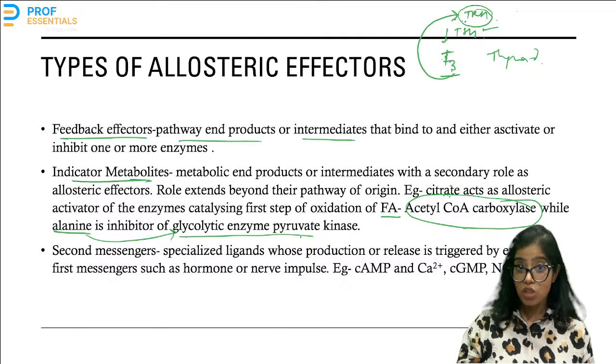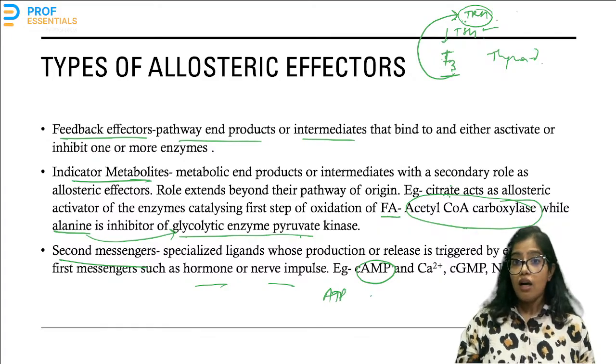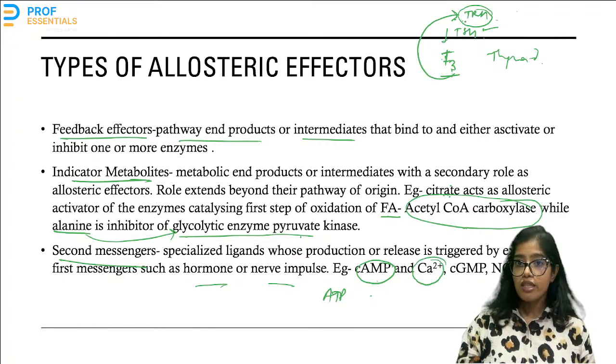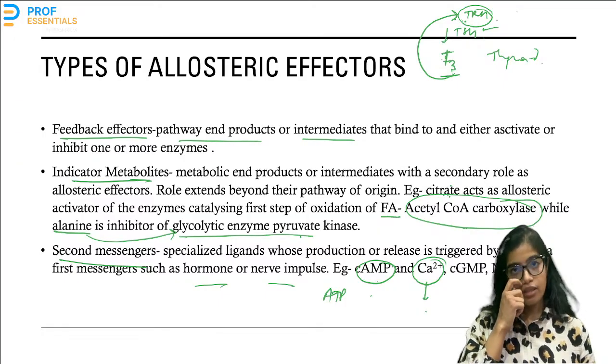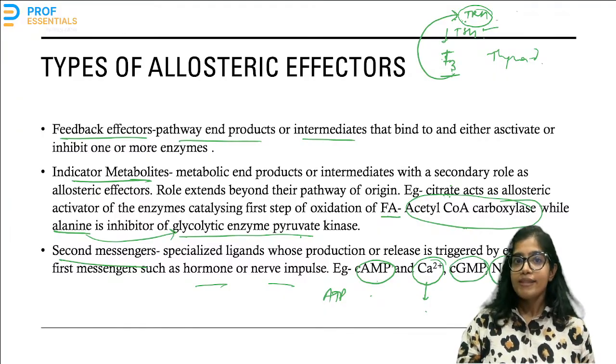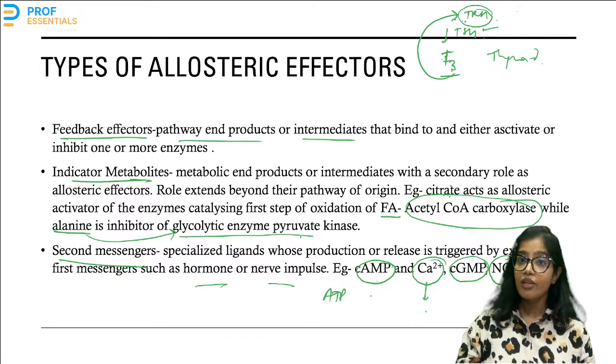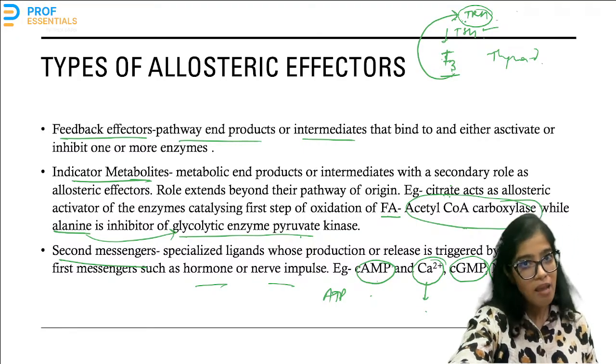Now there are second messengers, very important. They are specialized ligands whose production or release is triggered by external first messengers like hormone or nerve impulse. Cyclic AMP is produced from ATP by the enzyme adenyl cyclase. Calcium is released in the muscles as a result of excitation by the nerve impulse. Cyclic GMP, nitric oxide, all these are second messengers. Extremely important, and we are going to read about them in detail later on. So these are the three types of allosteric effectors.